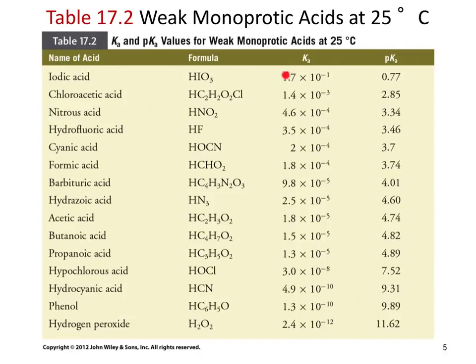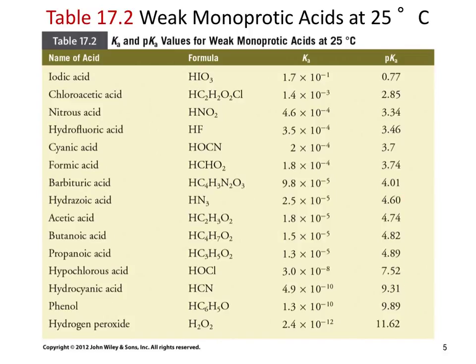Its Ka is basically 0.17. So its pKa comes out to 0.77. That means that a lot of it dissociated, a lot of it went away. So the smaller the pKa, the stronger the acid. And you can see that as we go down, the acid becomes weaker.